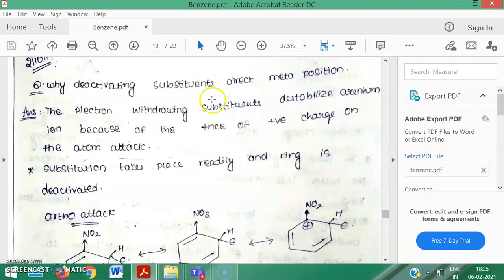Coming to why deactivating substituents direct to the meta position. Here a deactivating group like NO2 is there. If the electrophilic substitution takes place at the ortho position, the positive charge mainly lies on the carbon which is attached to NO2. NO2 is taking more electrons, already deactivating, and again the positive charge is coming at this position only. So what happened? More destabilization takes place when the ortho attack takes place.